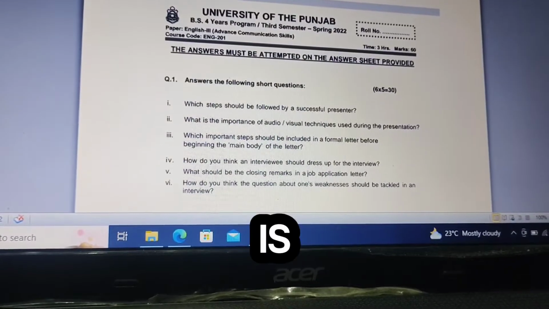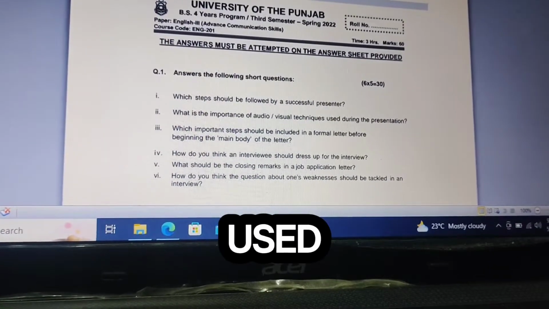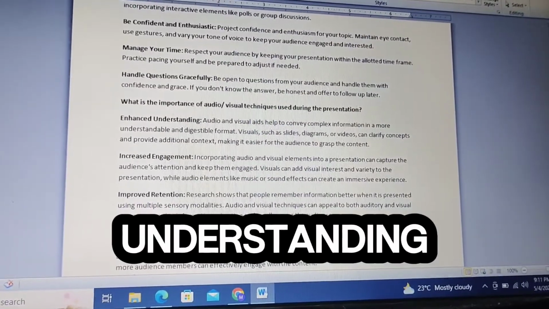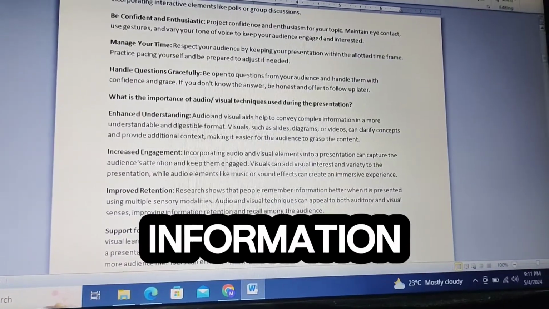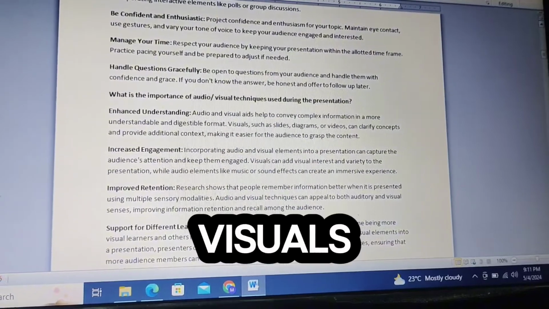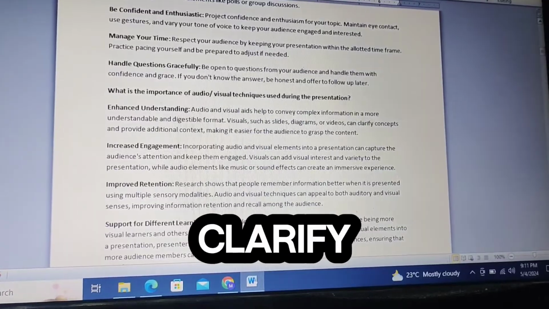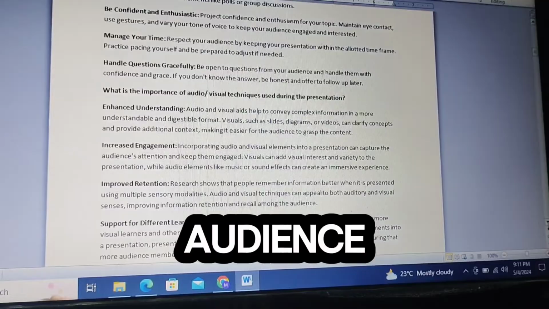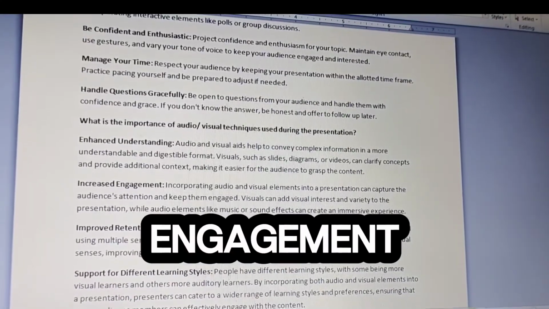Second question is, what is the importance of audio-visual technique used during presentation? Enhance understanding. Audio and visual aids help to convey complex information in a more understandable and digestible format. Visuals such as slides, diagrams, or video can clarify concepts and provide additional context, making it easier for the audience to grasp the content.